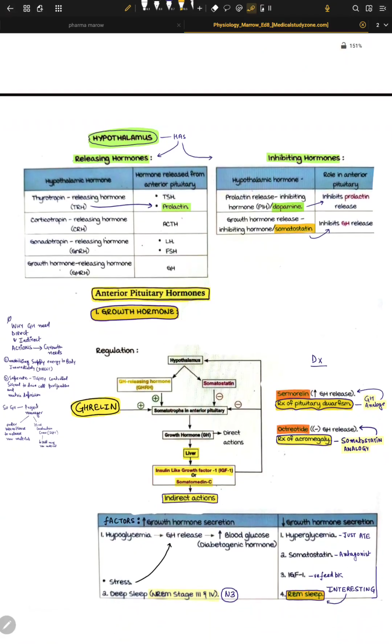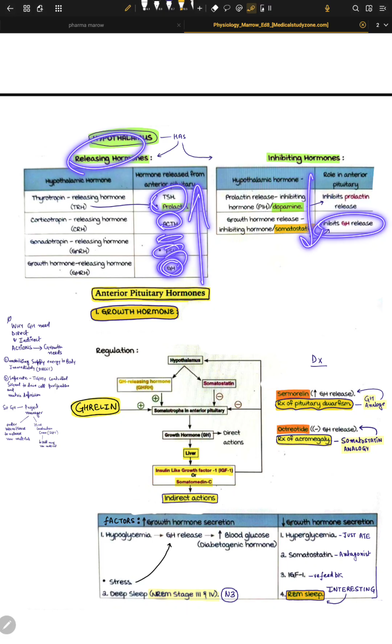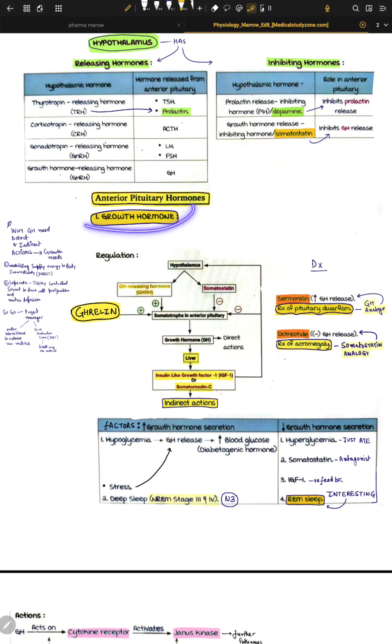Okay, so now you know that the hypothalamus can make releasing hormones and inhibiting hormones. Inhibiting hormones lead to prolactin being stopped and GH being stopped, and releasing hormones lead to TSH, prolactin, ACTH, LH, FSH, and GH increase. So all go up, all go down. Okay, let's talk about growth hormone.